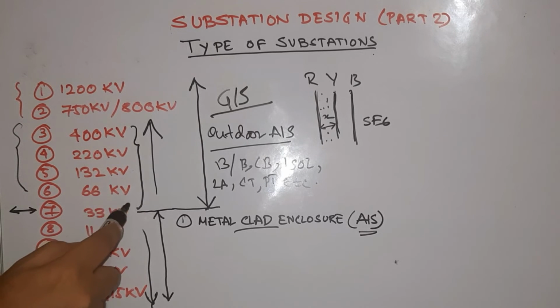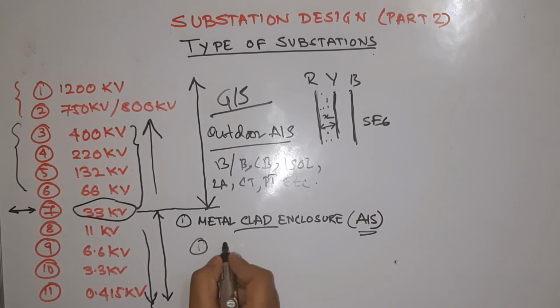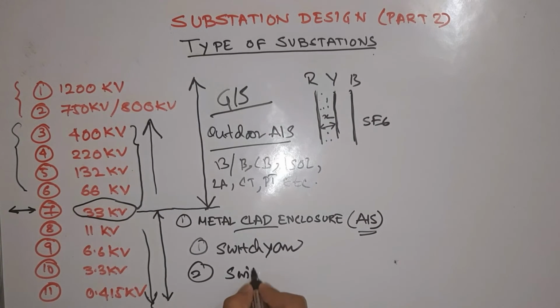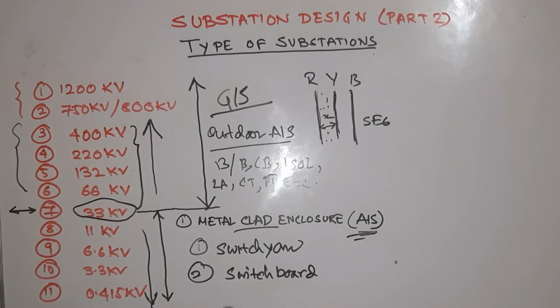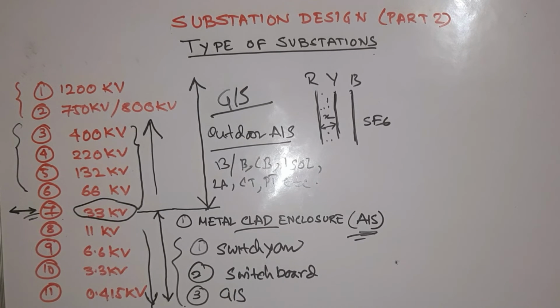This 33 kV level voltage, I have said it is a very special type of voltage. Because why? Because in 33 kV you will find all these three kinds of combinations. That is switchyard. At 33 kV level you will find switchyard, you will find switchboard, that is metal enclosed AIS, and you will find GIS. Three types of combinations are available for 33 kV system. So that is why this voltage level is slightly different.